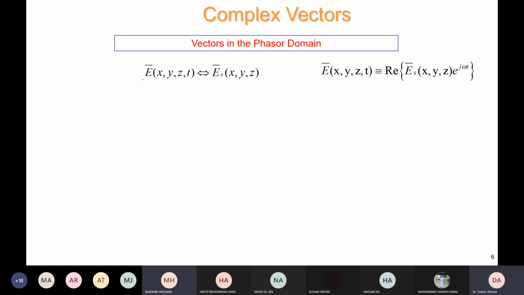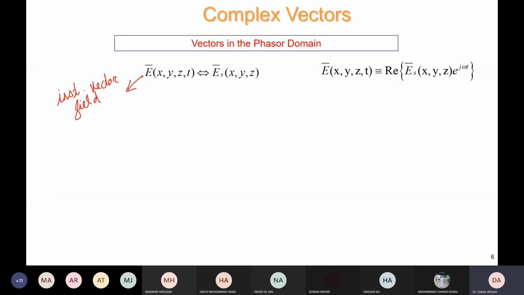So this is the general expression of the electric field. It's a vector, an instantaneous vector field. So it's a vector. This means that it should have three components: x component, y component, and z component. And it is also a function of space coordinates x, y, z, as well as the time coordinate t. So it's a spatio-temporal signal.